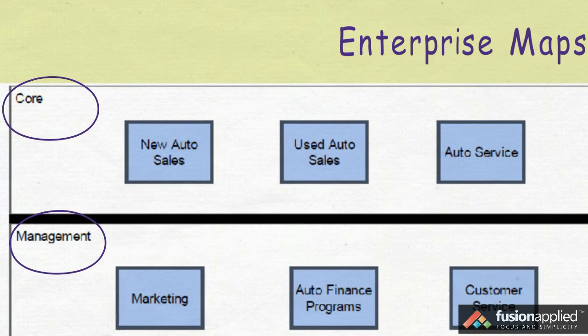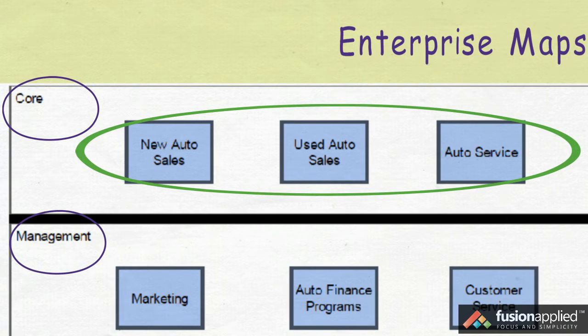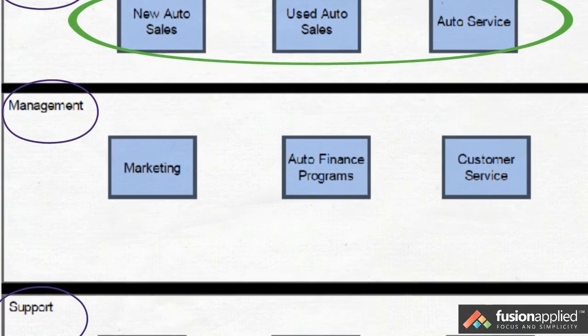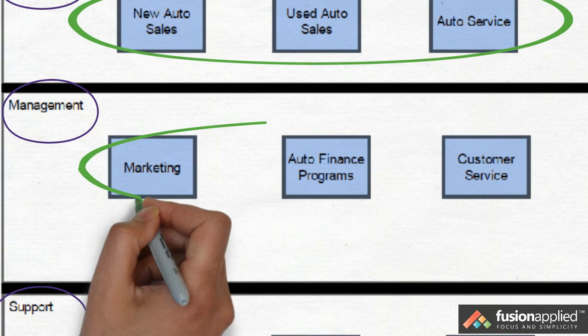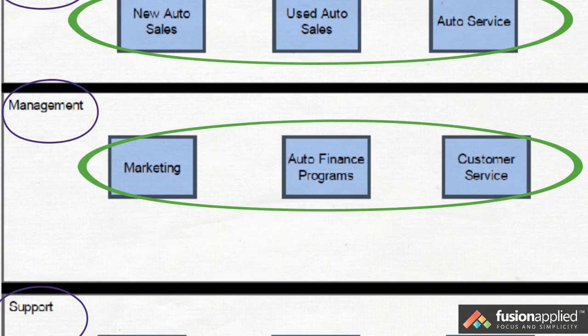Core would contain the core process areas in a business. For example, in an auto dealership business, some of the core business areas could be new auto sales, used auto sales, or auto service. The management swim lane contains process areas that support the management of the core business areas. For example, in the same auto dealership business, some of the management areas could be marketing, auto finance programs, or customer service.